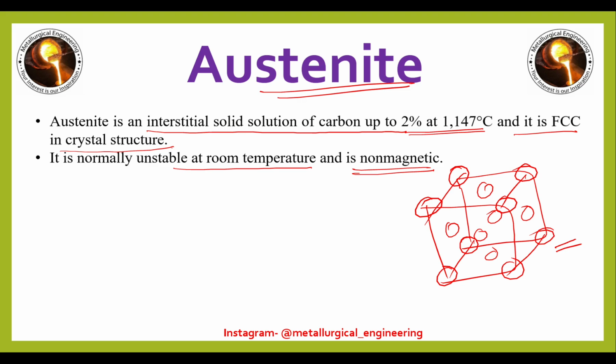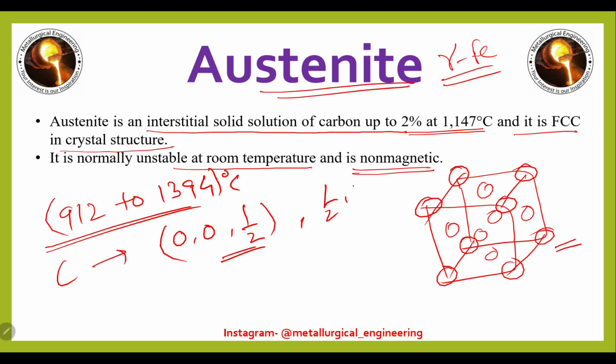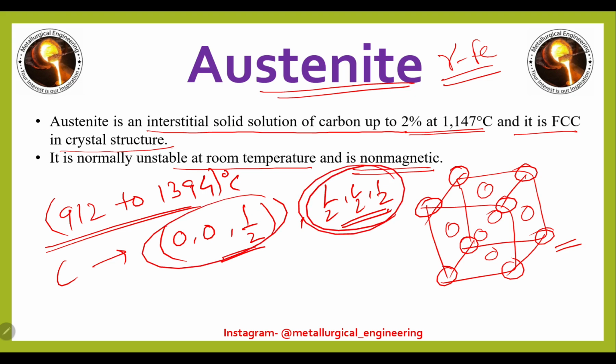So in case of austenite, as we have seen, it is stable in the temperature range of 912 to 1394 degrees centigrade. So this is the stability range of austenite. It is called gamma iron having FCC structure. And one question comes: where does the carbon go? So carbon goes to the location of 0 0 half, that is the edge centers, and the face center, that is half half half, which includes the body center. This is the edge center.